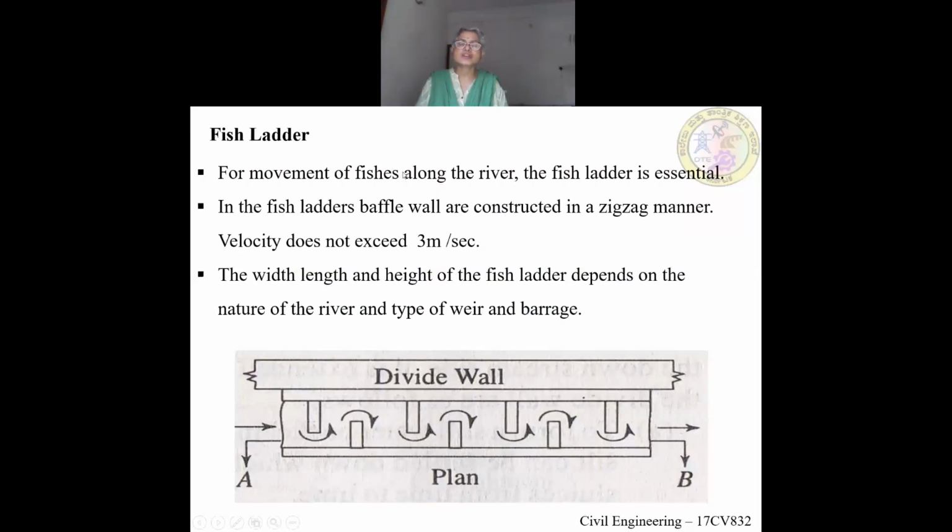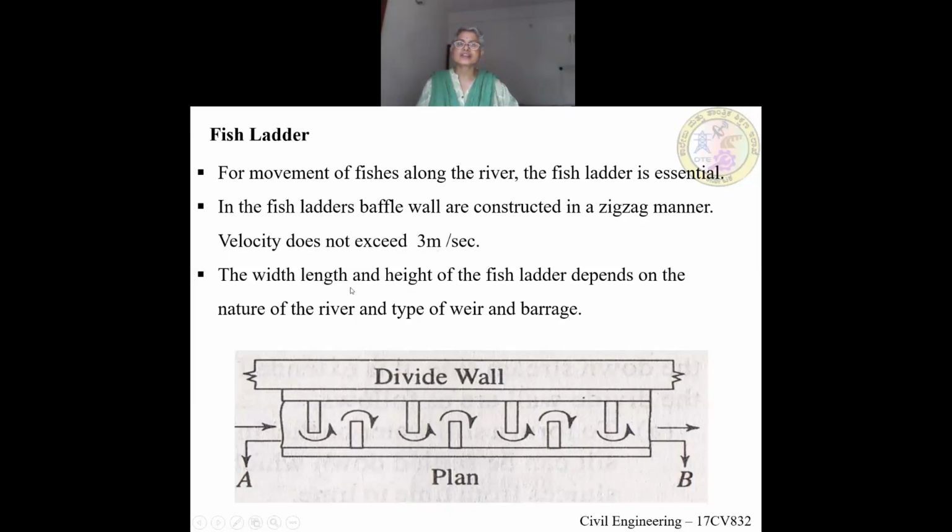So, for the movement of fishes along the river, a fish ladder is essential. In the fish ladder, these are called baffle walls. It is constructed parallel to the divide wall. Okay. So, in the fish ladders, baffle walls are constructed in zigzag manner. So, this will reduce the velocity. So, it should be seen that the velocity does not exceed 3 meters per second.